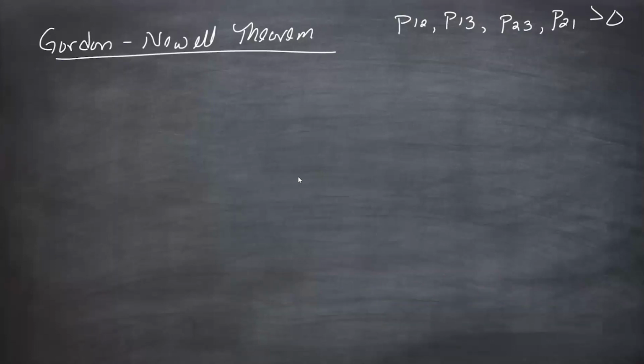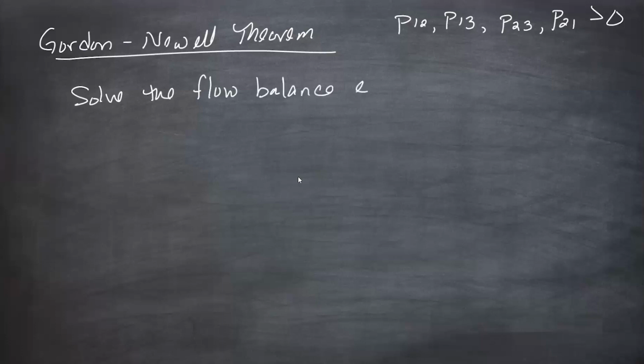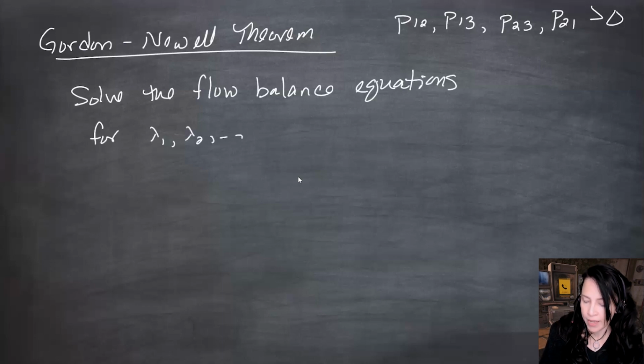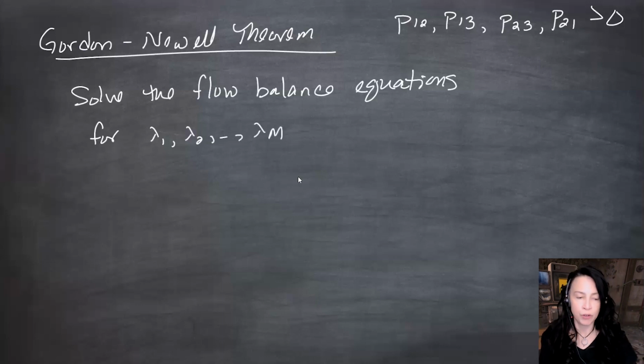And here's what we can show. Number 1, you solve the flow balance equations just like you do for a regular open Jackson network. Flow balance equations for these lambda 1, lambda 2 out through lambda m. In general, we have m servers.